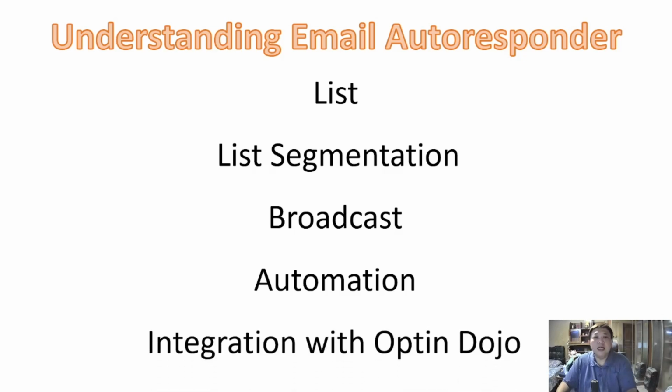Now, last but not least, you also have to understand the integration with Optin Dojo. Remember I just mentioned the list segmentation area, where you can separate your list into low-ticket, mid-ticket and high-ticket buyers. But I mentioned in a previous part of this tutorial series that when you are doing affiliate marketing, most of the time, the affiliate marketplaces will never give you the email address of the buyers. This is something you have to accept.